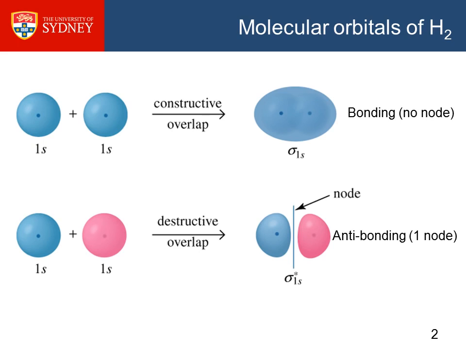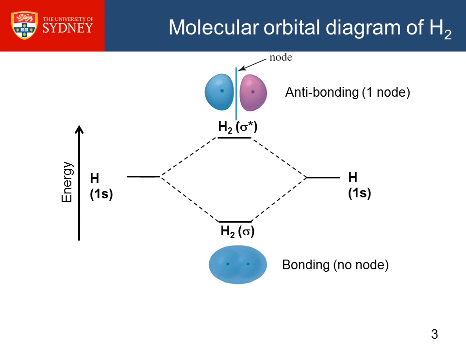Constructive overlaps lead to bonding molecular orbitals, and we call these sigma orbitals. Destructive overlaps give rise to antibonding molecular orbitals, and we indicate these with a sigma star. This graph shows a so-called molecular orbital diagram, where the relative energies of atomic orbitals and molecular orbitals are shown.